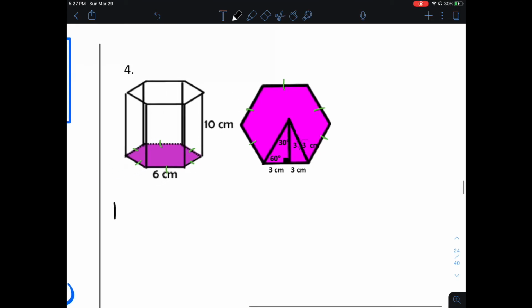So to find the area of this base, we have to take half the perimeter times the apothem. The perimeter, hopefully you can see, is going to be 6.